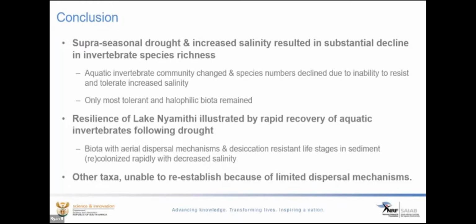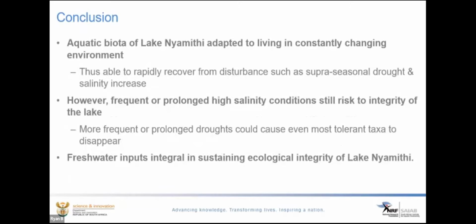Other taxa that were still absent at the end of the study were largely limited by their dispersal mechanisms. Aquatic biota that live in Lake Inyamiti are clearly adapted to living in constantly changing conditions. This greatly assisted their ability to rapidly recover from the supraseasonal drought and increases in salinity.